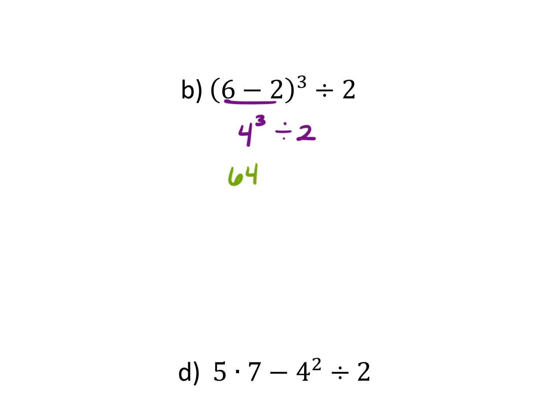Plug it into your calculator. I don't need you to know that off the top of your head. 4 to the third is 64. Divided by 2, which is 32. That should have been your answer. Okay?